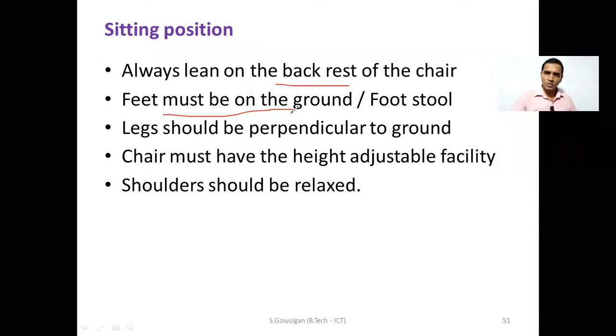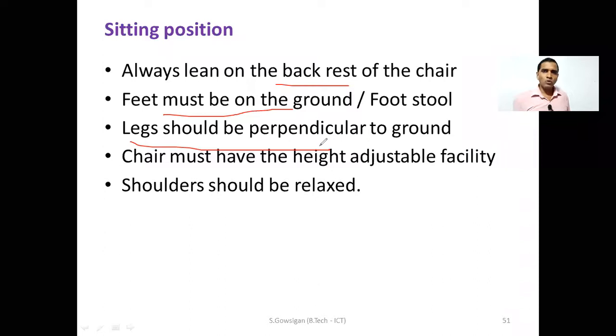If you see, computers can be used by even a child, maybe a child of 5 or 6 years. So you cannot expect that kid to touch the floor. So in that instance, better keep an object like this. Okay, right. Then your legs should be vertical to the ground. Whenever you are sitting, make sure your legs are perpendicular, vertical to the ground, right?